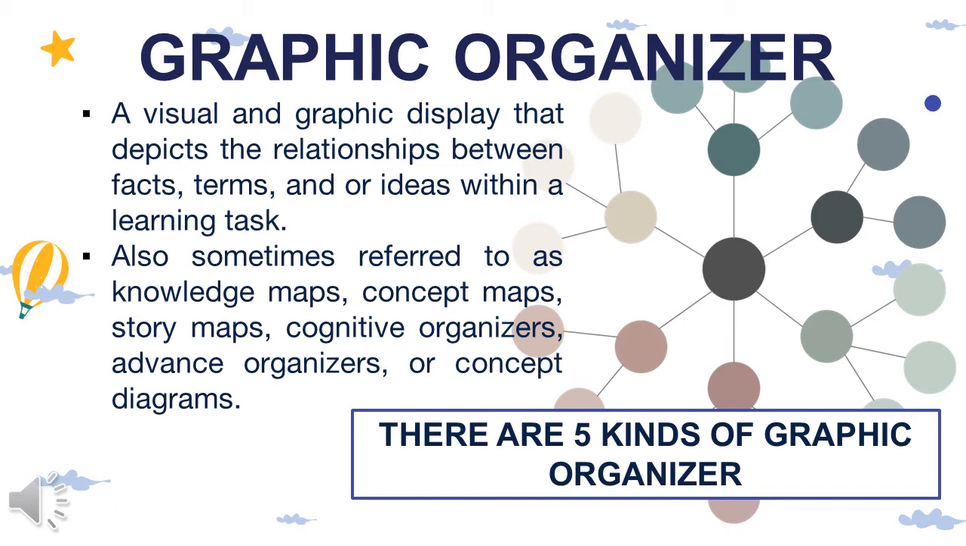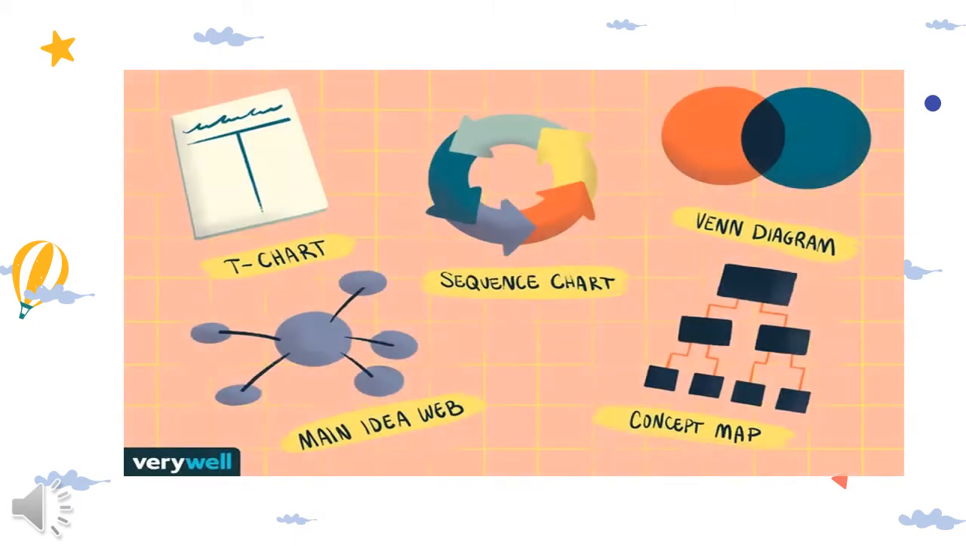So here there are also 5 kinds of graphic organizer. And here are the following kinds of graphic organizer. We have T-chart, main idea web, sequence chart, Venn diagram, and concept map. And we will discuss them one by one for you to really familiarize about the significance, the function, and the reason why we need to really use this graphic organizer whenever we are selecting and organizing information.